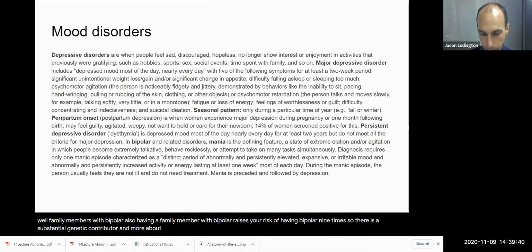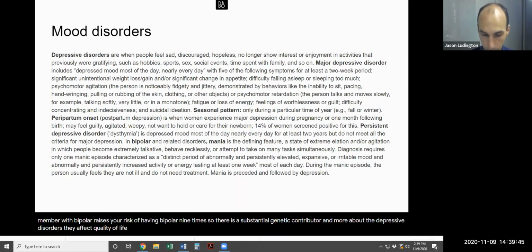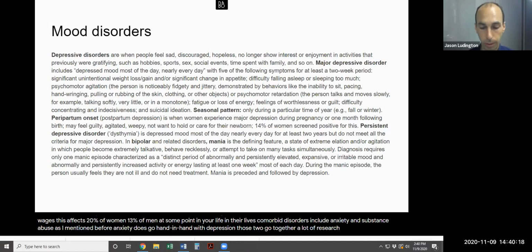And more about the depressive disorders. They affect quality of life, obviously. They result in unavailability for work and education, abandonment of promising careers, lost wages. This affects 20% of women, 13% of men, at some point in their lives. Comorbid disorders include anxiety and substance abuse. As I mentioned before, anxiety does go hand in hand with depression. Those two go together. A lot of research to support that.